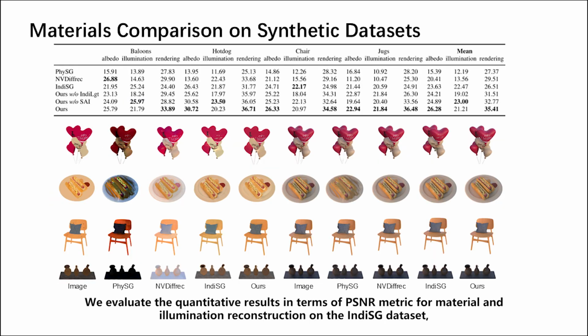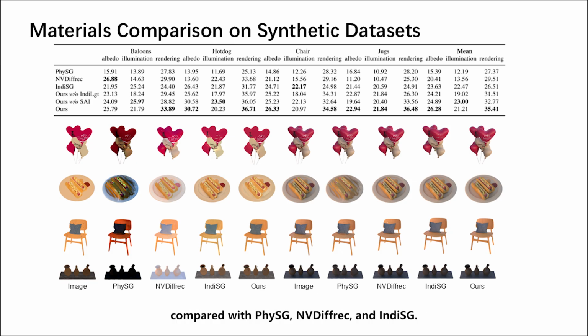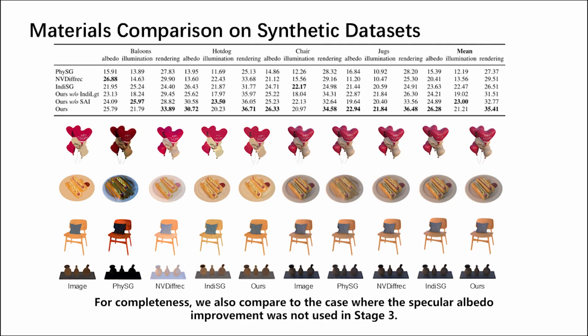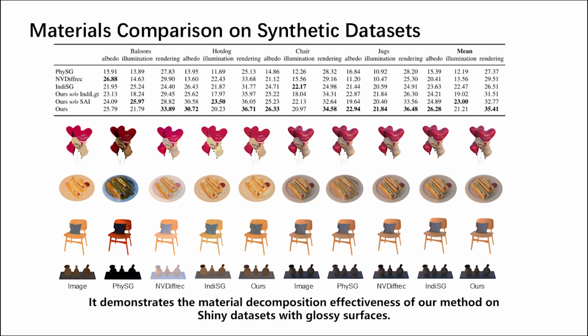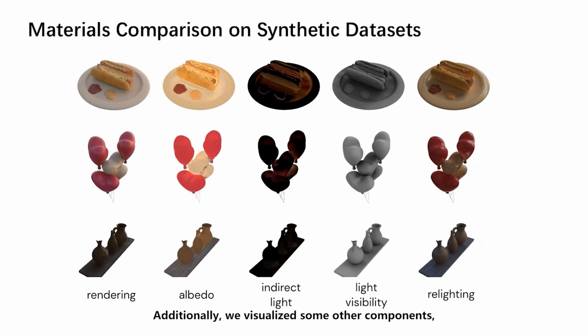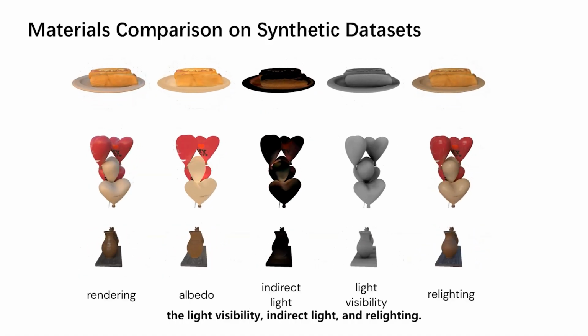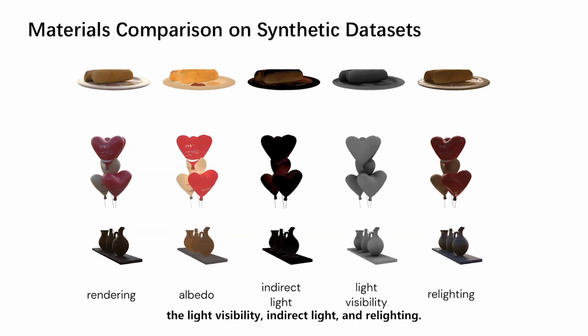We evaluate the quantitative results in terms of PSNR metric for material and illumination reconstruction on the InvIndoor dataset, compared with FIPT, NDRMC, and InvIndoor. For completeness, we also compare to the case where the specular albedo improvement was not used in Stage 3. It demonstrates the material decomposition effectiveness of our method on shiny datasets with glossy surfaces. Additionally, we visualize some other components, the light visibility, indirect light, and relighting.